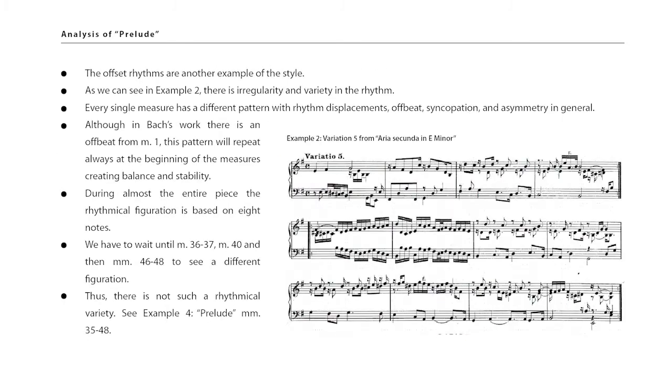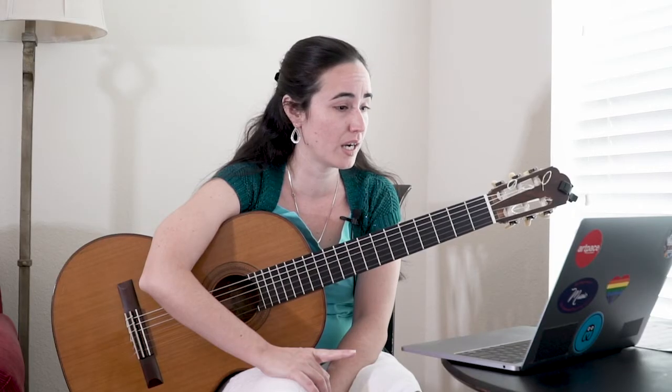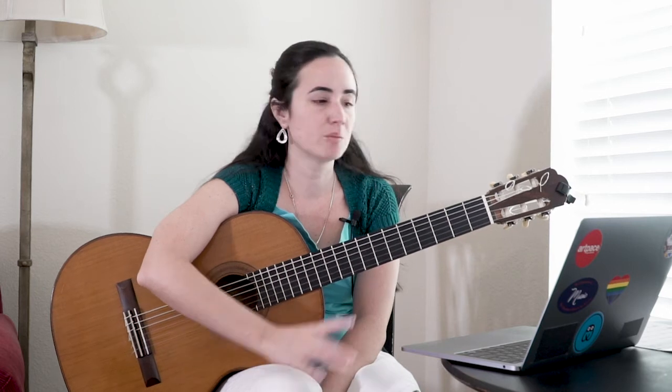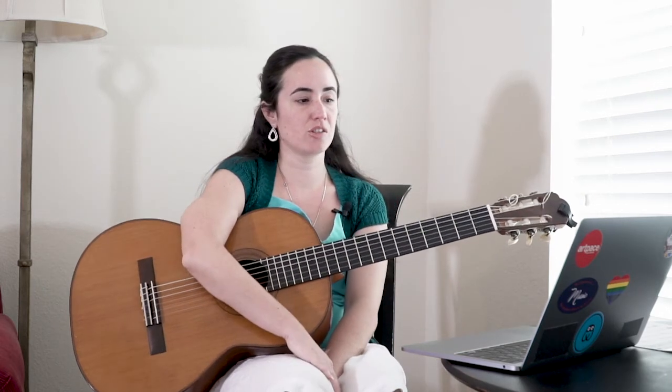The offset rhythms are another example of this style. We can see in example 2, there is a regularity and variety in the rhythm. It's changing all the time. Every single measure has a different pattern with rhythm displacement, offbeat syncopation, asymmetry in general. Although in Bach's world there is an offbeat in measure 1, this pattern will repeat always at the beginning of the measures, creating balance and stability.